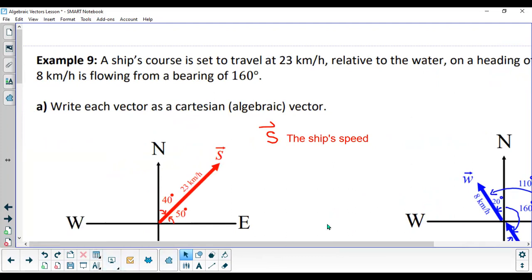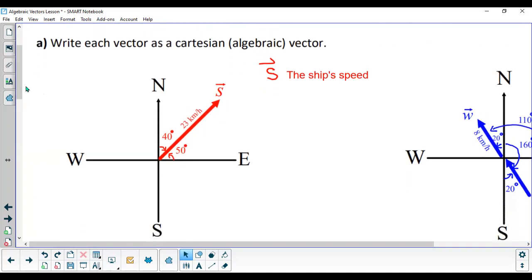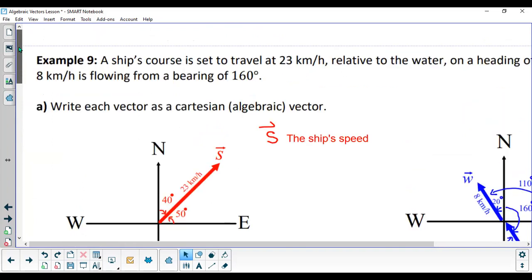So we're going to deal with both vectors separately. Don't worry about copying the whole question. We want to draw out these vectors in Cartesian form. So it says write each vector as a Cartesian algebraic vector. We're going to start off with the ship's speed. We know the magnitude of that ship's speed is 23 kilometers per hour. So that will be the magnitude of this vector. We are given that relative to the water, it's set to travel on a heading of 40 degrees.